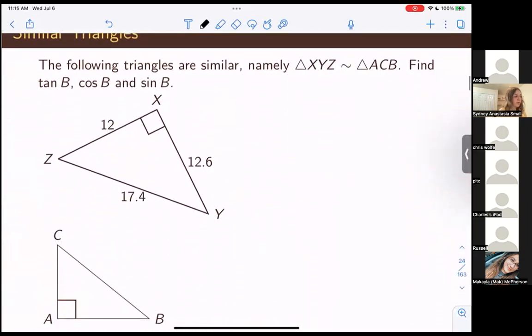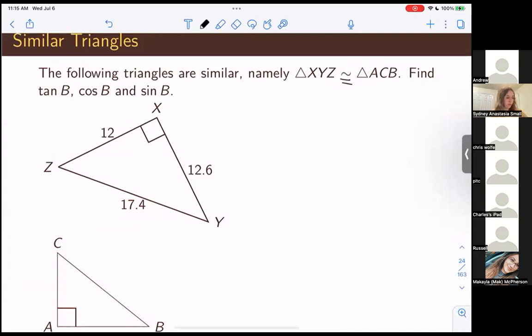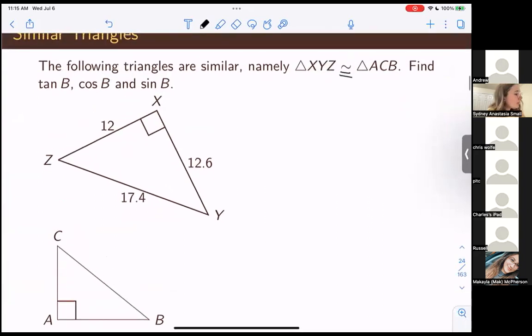So let's talk about something called similar triangles really quickly. The following triangles are similar, namely triangle XYZ is similar, this is the sign we will use for similar, it's just one squiggly tilde, to ACB. We want to find the tangent of B, cosine B, and sine B. Immediately, that sounds impossible, because if we look at the triangle with B in it down here, we don't know anything about the triangle. However, we actually know quite a lot. Similar triangles, essentially, are just rescalings of one another.